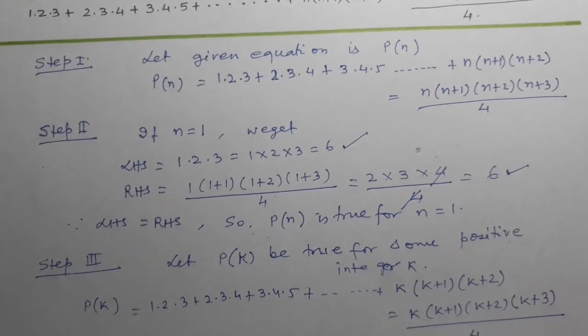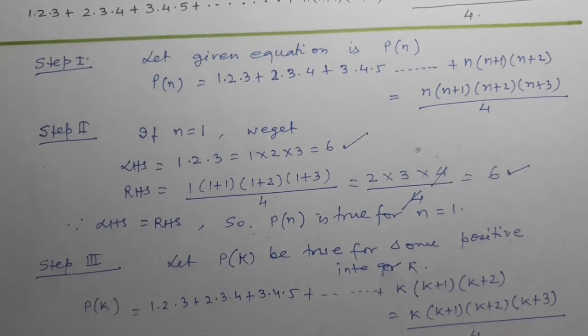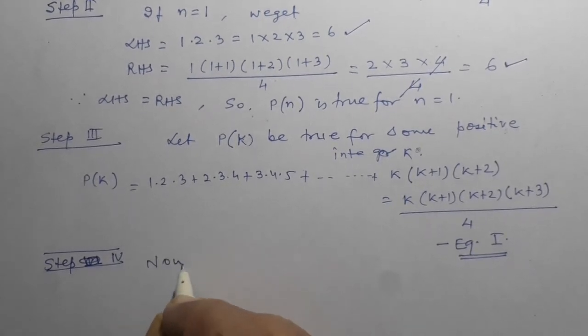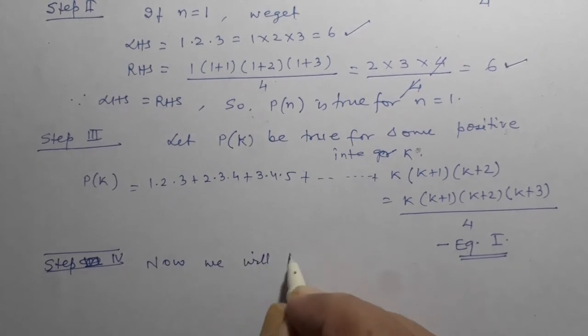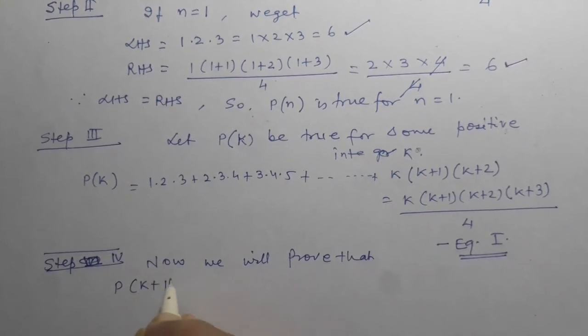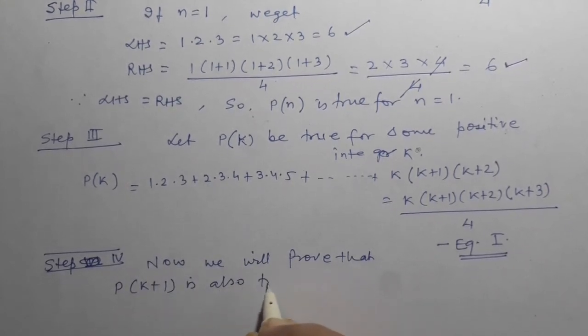This I shall treat as equation 1, because as we have seen in the earlier question, this third step's equation is applied in the fourth step. So now fourth step is, step 4. Step 4 is, now we will prove that P k plus 1 is also true.